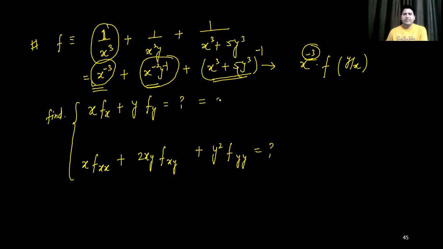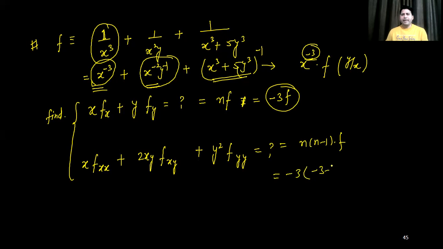So by Euler's formula, this will be n times f. That is how much? This will be minus 3 times f, and this will be n into n minus 1 into f. N is minus 3. So minus 3 into minus 3 minus 1 into f. So minus 4 into minus 3, 12 times f. So this is how, students, we have used the homogeneous function concept and Euler's formula for getting some standard result related to the partial differentiation.